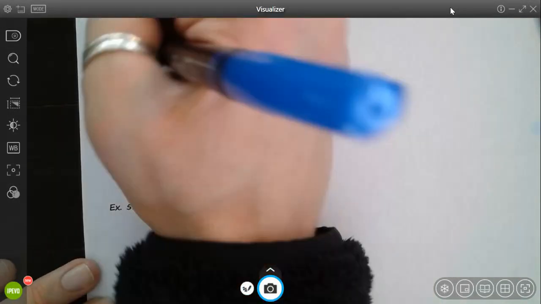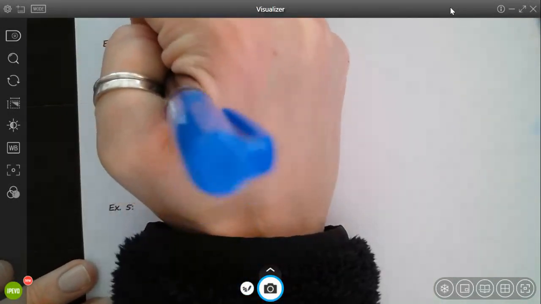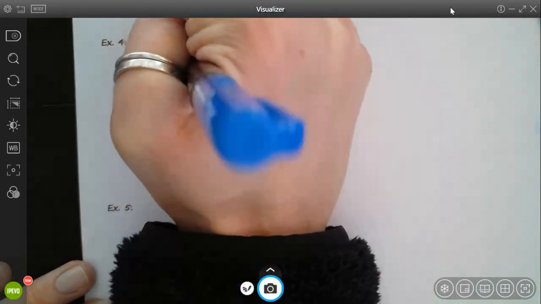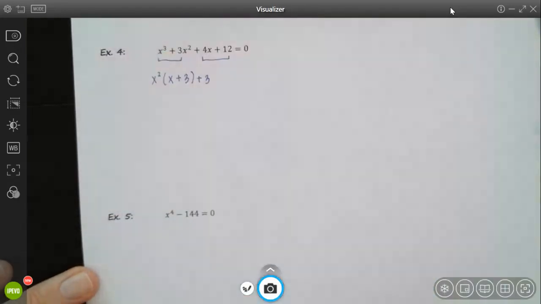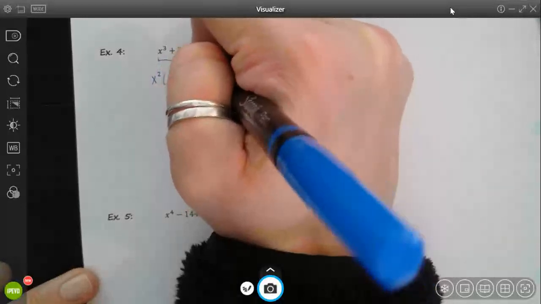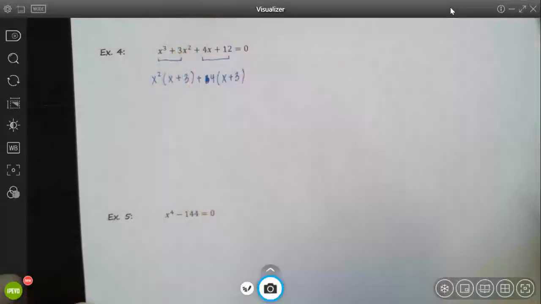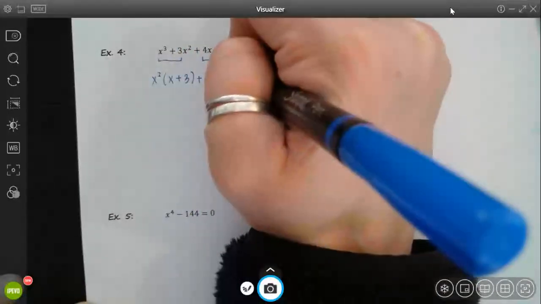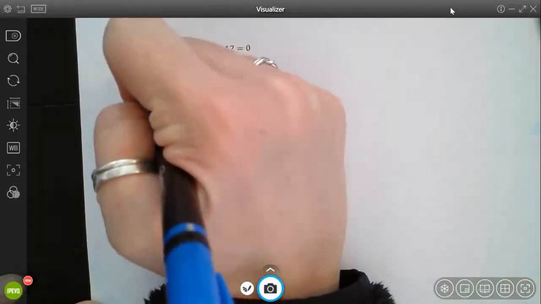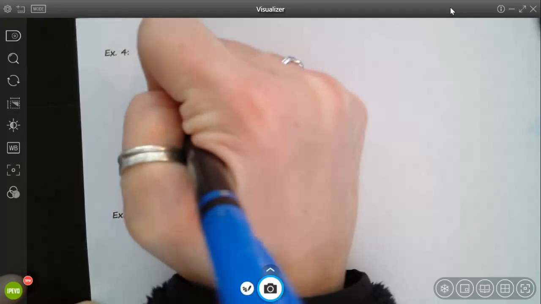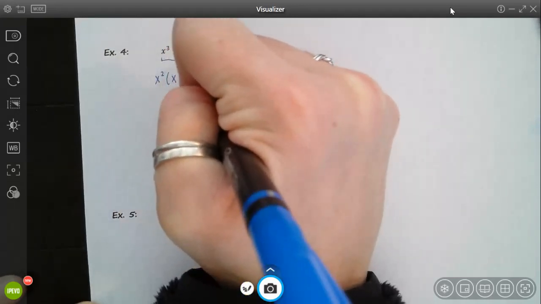That would leave me with an x plus 3. My GCF of 4x and 12 should be a 4. That will leave me with an x plus 3. And again, I'm going to bring down the equals to 0. And then it looks like that's going to give me a factor of x plus 3, and that's going to give me a factor of x squared plus 4. Again, bringing down the equals to 0. I can't break down either one of these factors any further.